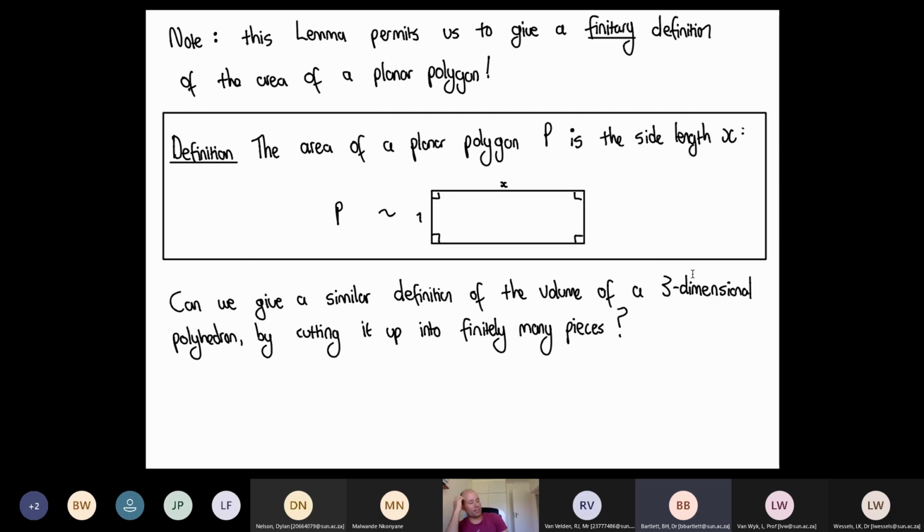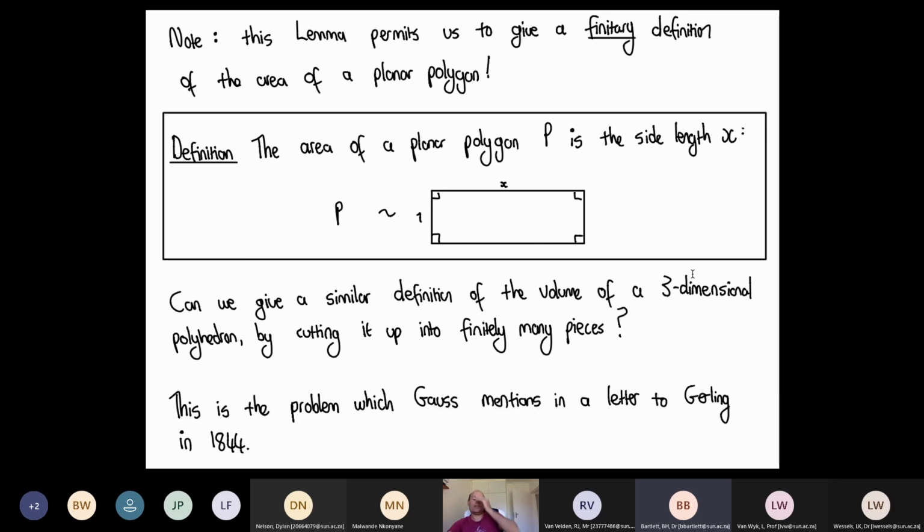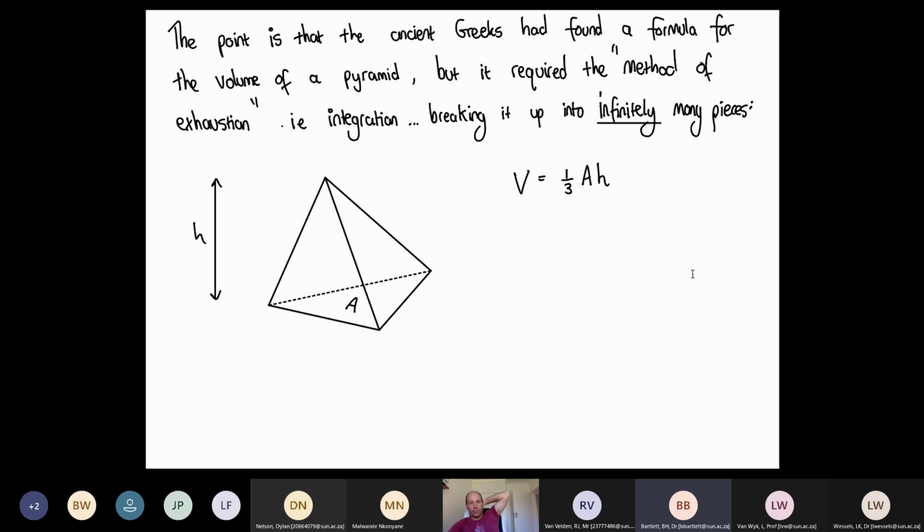And the question is, can we give a similar definition for the volume of a three-dimensional polyhedron by cutting it up into finitely many pieces? And this is the problem which Gauss mentions in a letter to Gerling in 1844. Okay, the point is that the ancient Greeks had found a formula for the volume of a pyramid, but it required the method of exhaustion, which was what Archimedes came up with. In modern language, we call that integration, which involves breaking it up into infinitely many pieces. Right? It's a limiting procedure.